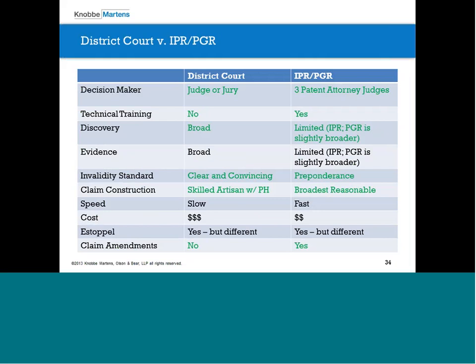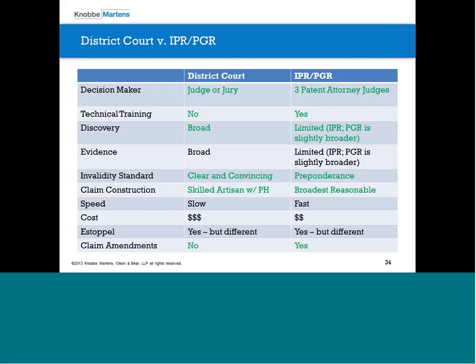Final comparison between the district court and IPR or PGR. You want to ask yourself, how much technical training do you want the reviewer to have? If you want them to have a lot of training, then IPR and PGR will put you in front of 3 patent attorney judges. If not, district court will put you in front of a judge and jury. Of course, if you need discovery and evidence, you're really not going to get that for IPR and PGR, at least not to any real extent. And so district court will weigh in favor there.